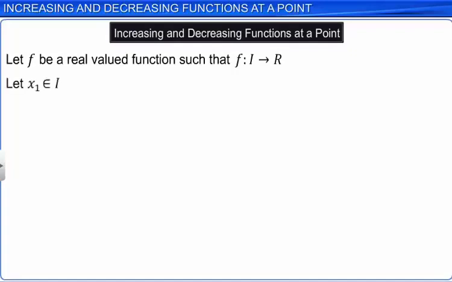Let us find the nature of the function at a point x1 in the open interval I. The nature of the function at point x1 is the same as the nature of the function in the open interval containing x1. Let h be a small positive real number. Consider an open interval in the neighborhood of x1, that is, the open interval (x1 - h, x1 + h).